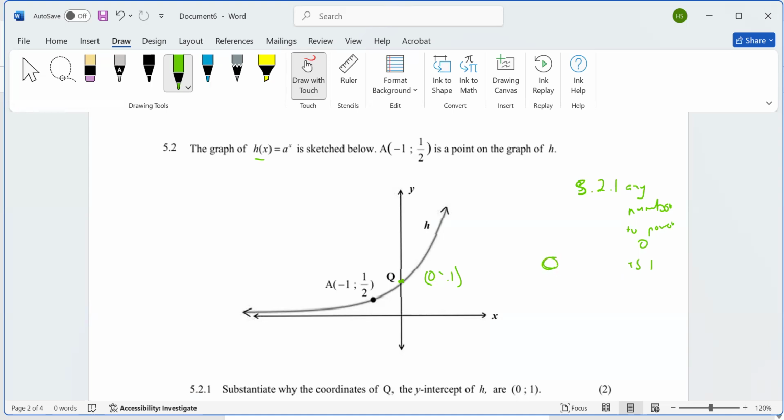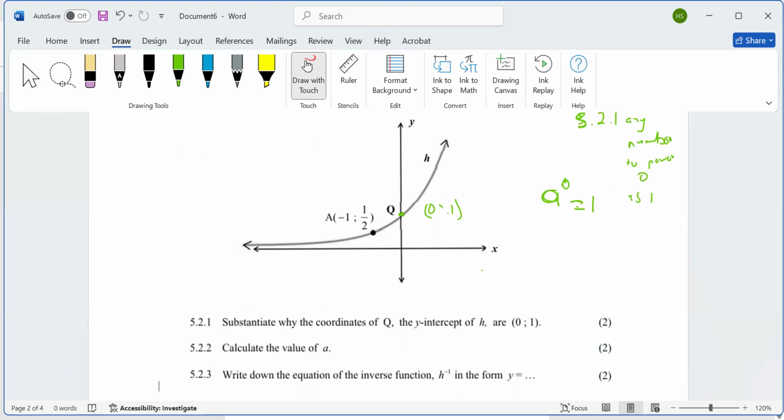You can do this with a to the power of 0. A to the power of 0 is equaling to 1, any number to the power of 0. Then we're done. If I do it with ways, it's still fine. They will give you a mark, as long as you are telling them any number to the power of 0 is 1. That's very important.